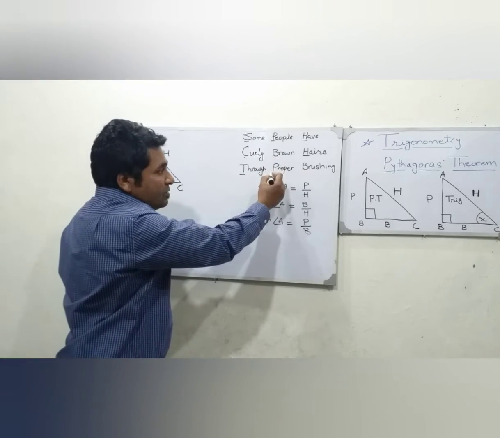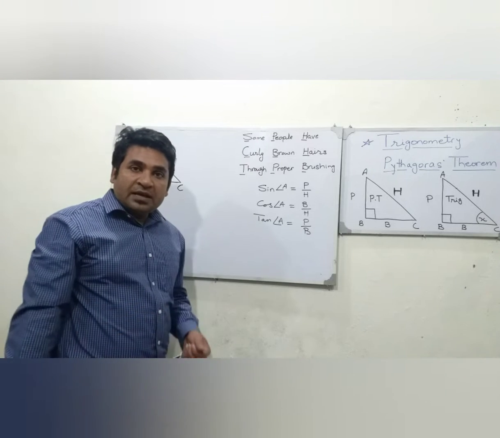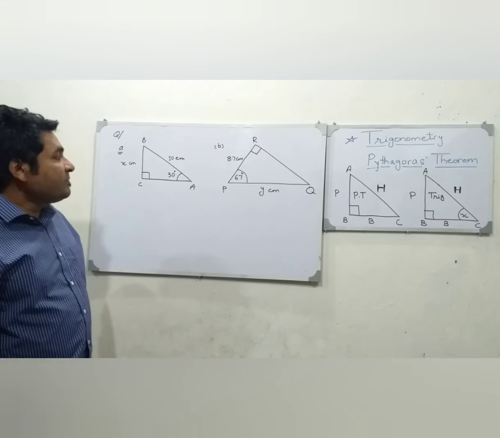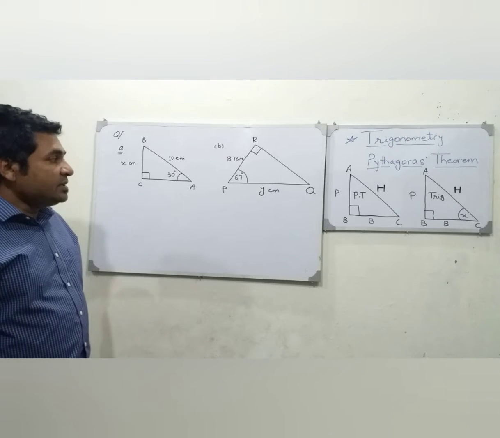Tan is equal to perpendicular over base. So I hope that this will help you. Now students, these are two examples which I will solve for you to make your concept clear.